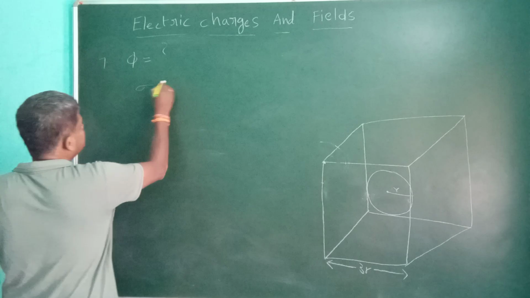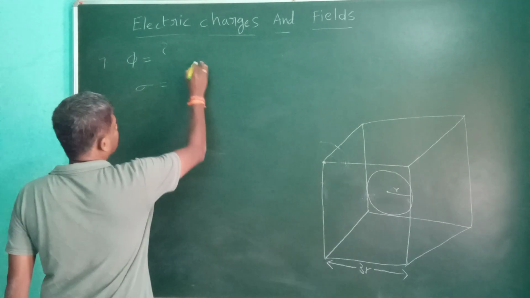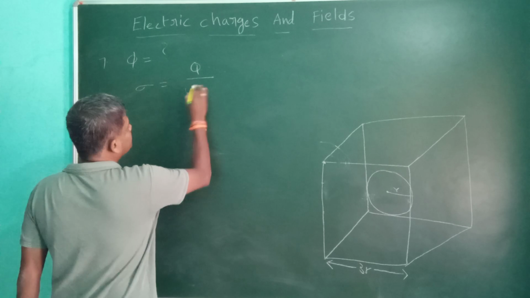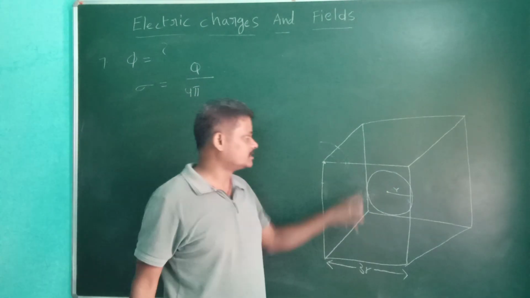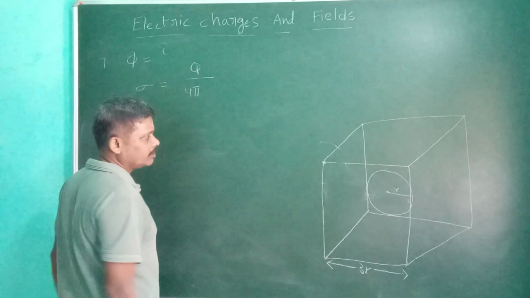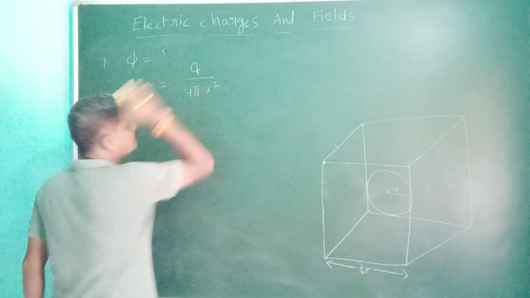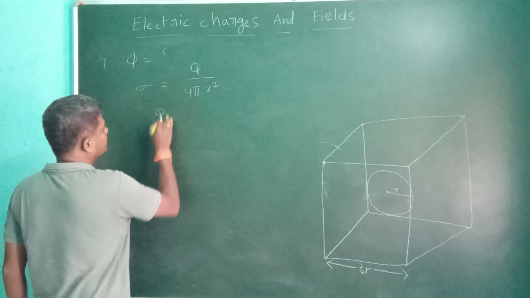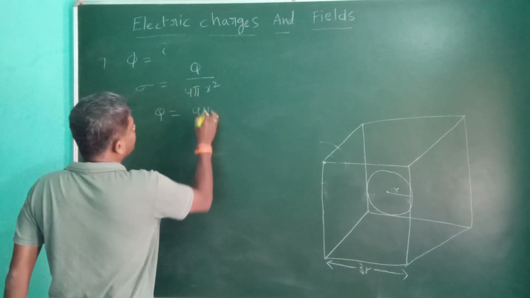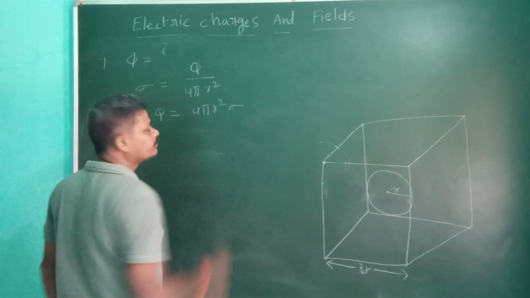Surface charge density is given by total charge by total area. Let us assume that the total charge present on the surface of the hollow sphere is Q, and the total surface area of the hollow sphere is 4 pi r square. From this I can write Q is equal to 4 pi r square sigma.